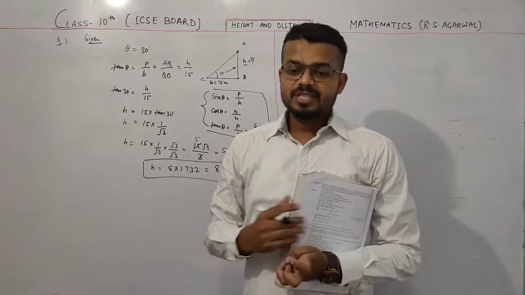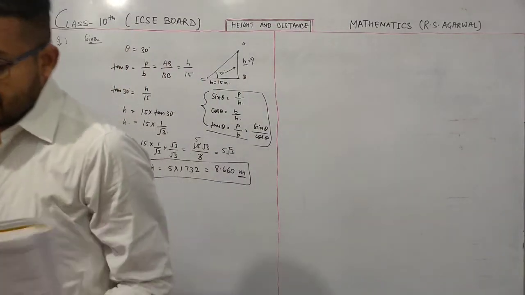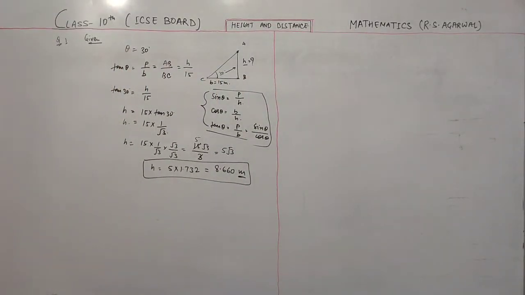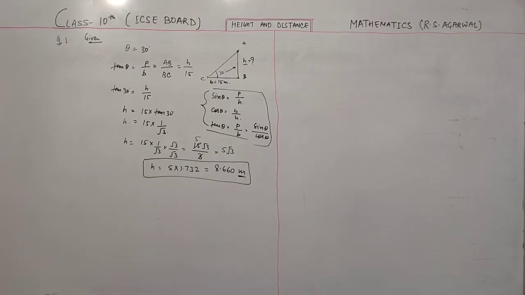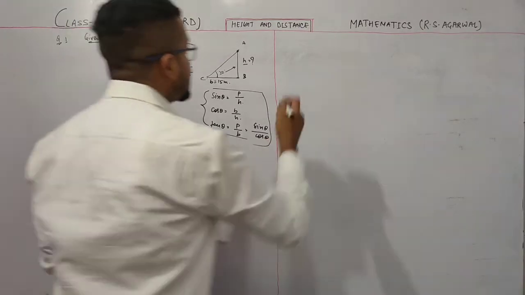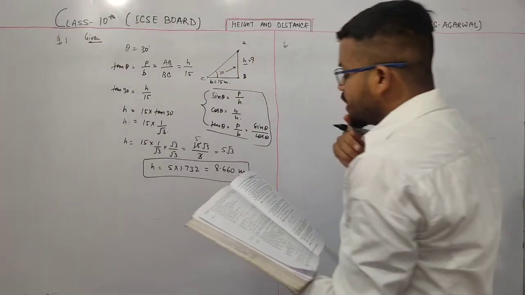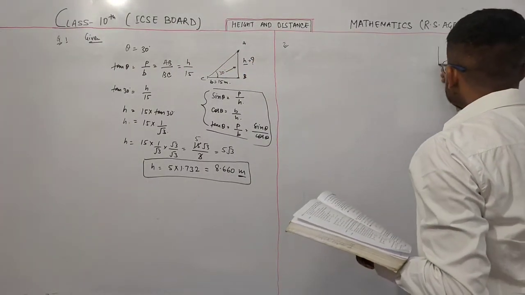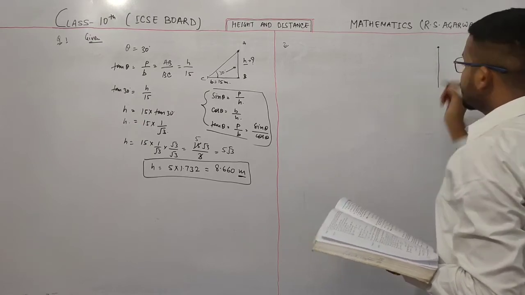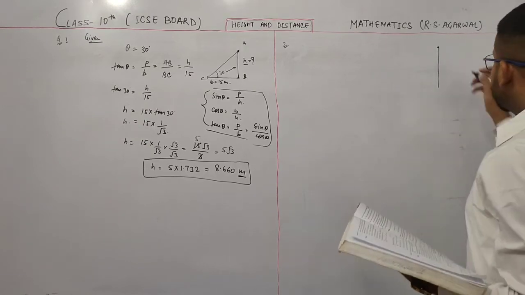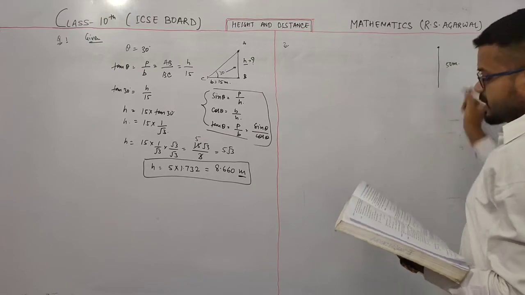Okay, this is the process. Now come to the next question, which is the second question. From the top of a cliff 50 meter high. So this is the cliff, top of a cliff 50 meter high. This is 50 meter is given.